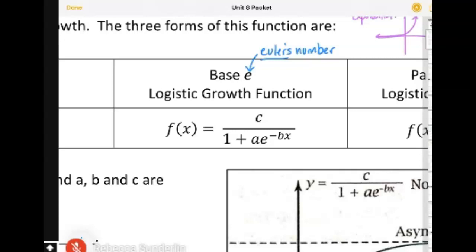Now, like Caitlin said, the log with a base of E is called ln. We call this the natural log. It's a log with a base of E. And because this natural log appears in the real world so often, they named it the natural log because it's natural, it appears in nature.